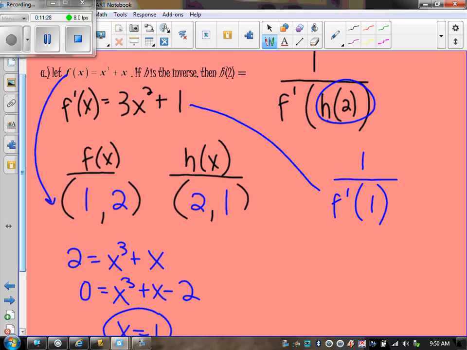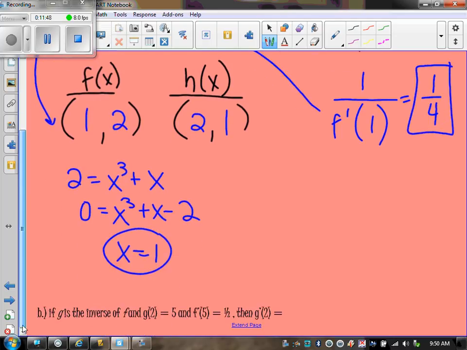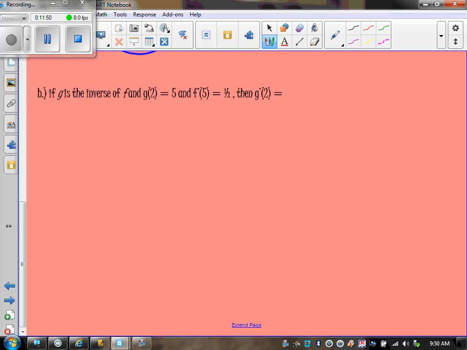So now we're going to plug it into here. We're going to plug a 1 into my derivative. 1 squared is 1. 1 times 3 is 3. 3 plus 1 is 4. So I end up getting an inverse derivative value of 1/4 again. It's not always going to be 1/4. It just happens to be 1/4 in the last two examples. Okay? Let's do one more.